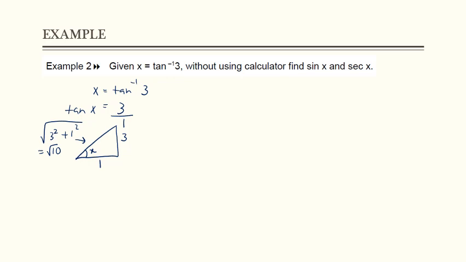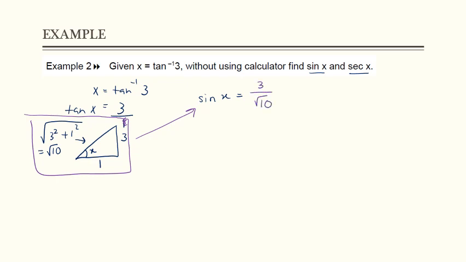Next, what does it ask us to find? Find sin x and secant x. So what is sin x? Using this right angle triangle, we find sin x. Sin x equals 3 over square root 10. This uses the right angle triangle formula from earlier. You must know the Pythagoras formula.